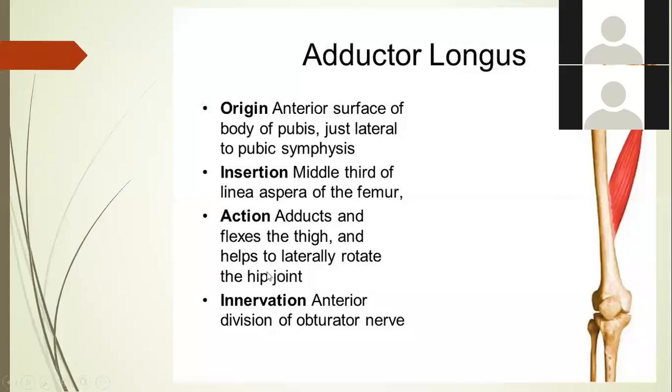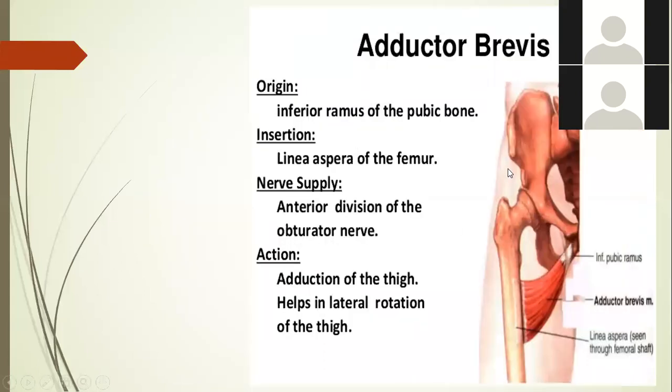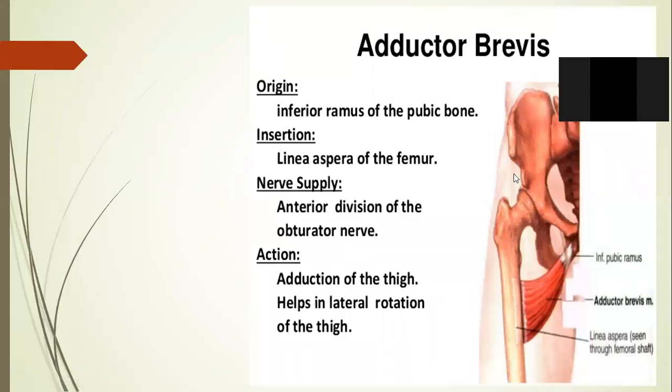And like the previous muscle, this muscle is supplied by the anterior division of the obturator nerve.